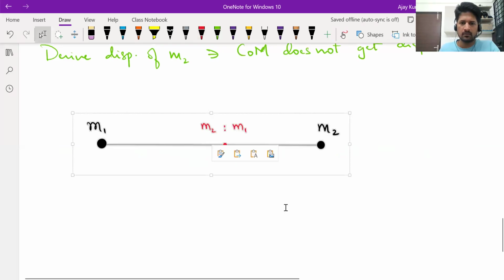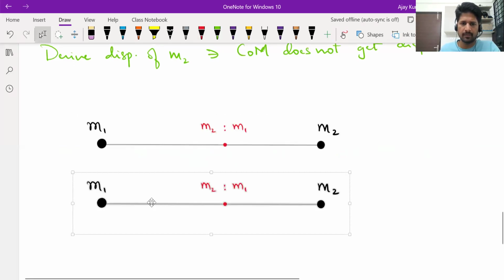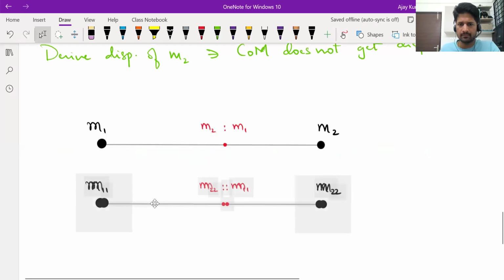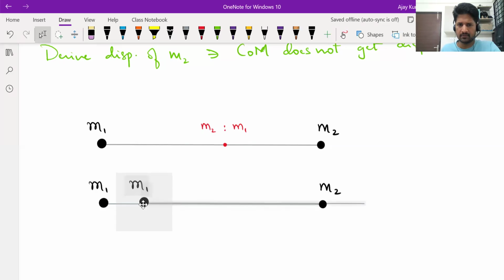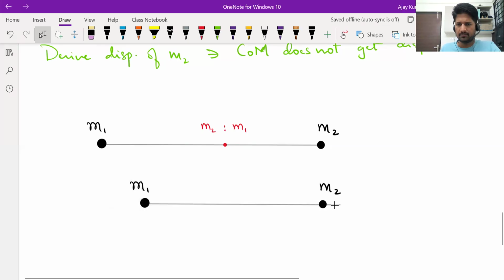Now, one of you tell me, if we keep M2 there itself, but shift M1 to the right side, M2 stays there itself, M1 moves to the right side, means M1 comes closer to M2. What should happen to center of mass? Will it stay where it was originally? Will it shift to the right or will it shift to the left?